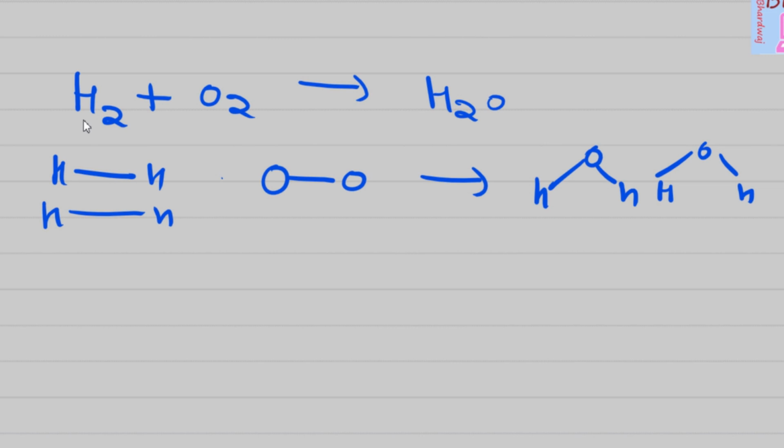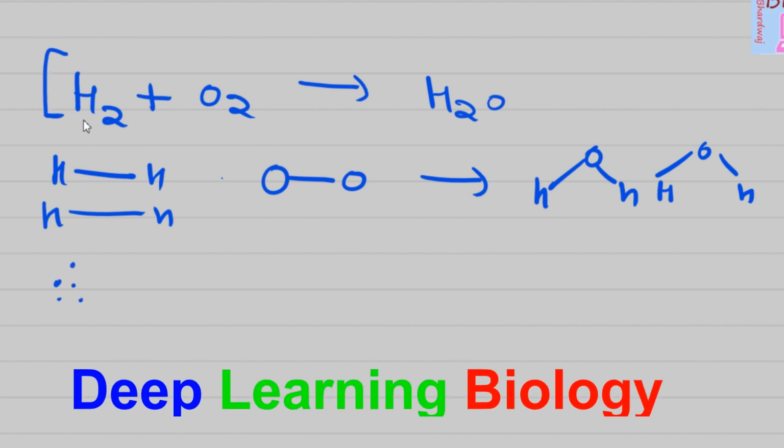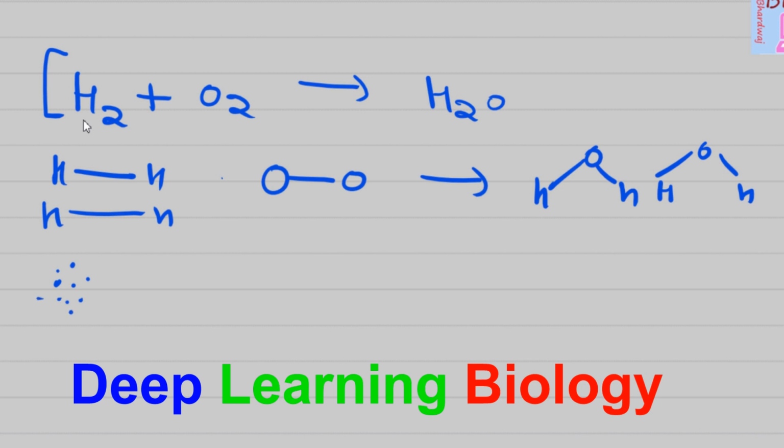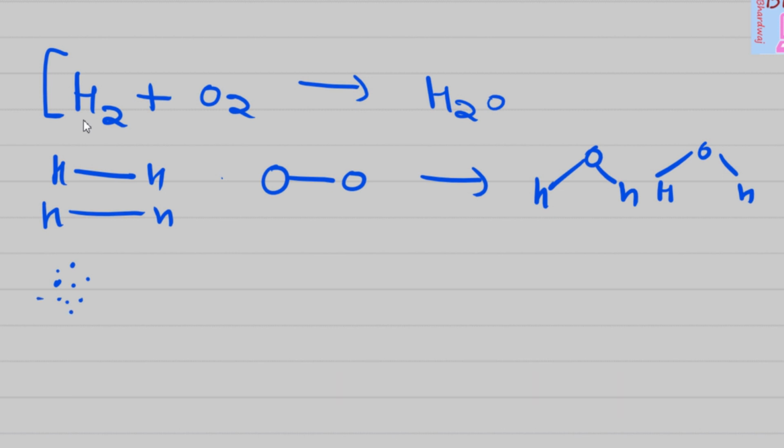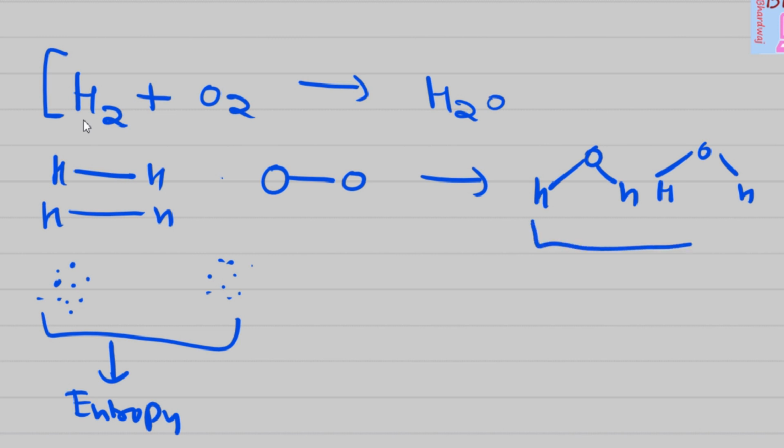Now try to see this reaction. You know very well hydrogen is a gas. So in a gas, what is going to happen? There is a rapid movement of gas molecules. In the same way in oxygen, there is a rapid movement of oxygen molecules. So here you are going to have higher entropy. But here you see there is formation of liquid water.